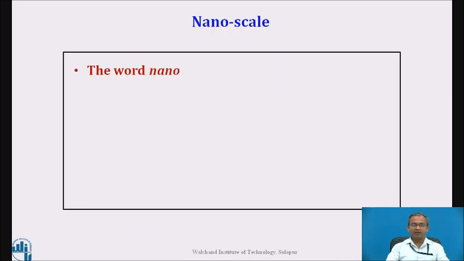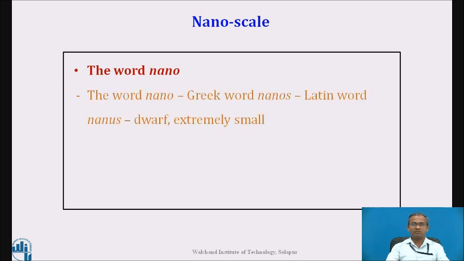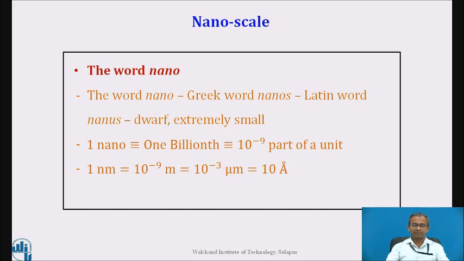Nanoscale. The word nano is derived from the Greek word nanos or Latin word nanus, meaning dwarf or extremely small. In measurements, nano is a billionth, that is 10 raised to minus 9 part of a unit. A nanometer hence is one billionth of a meter, that is 1 nanometer is 10 raised to minus 9 meter, to say 10 raised to minus 3 micrometer or 10 angstrom unit.